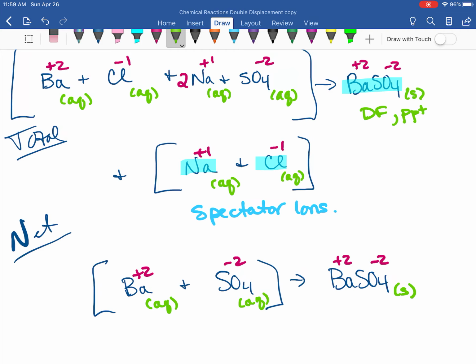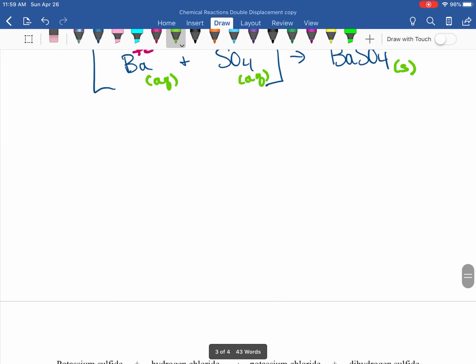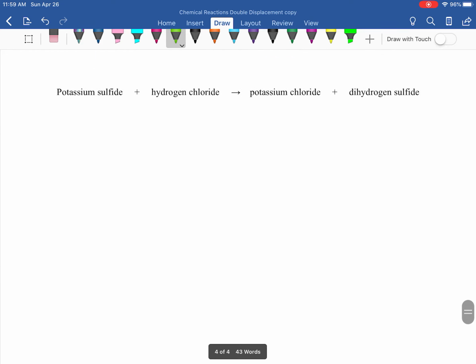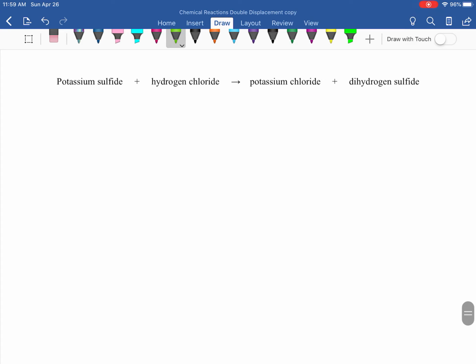And this is a solid. Okay, I love it. But I feel like we need to do one more of these. These are a lot of information. They're big. All right, both of these two are a perfect example of a precipitate as a driving force.